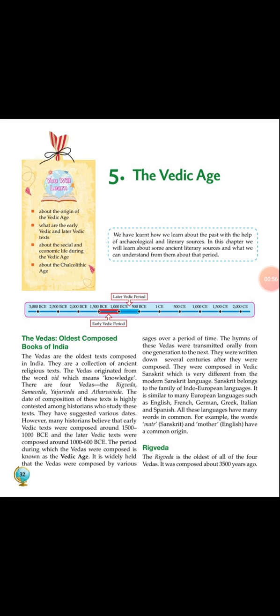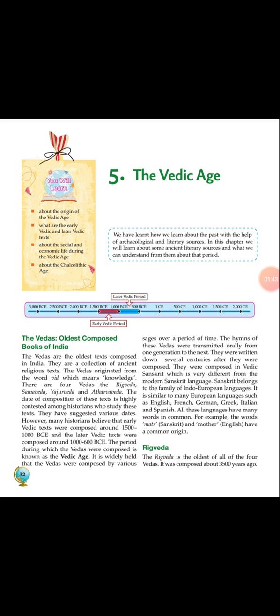By the end of this chapter, you will know that there are four Vedas: Rig Veda, Samveda, Yajurveda and Atharvaveda. Three of them were composed in the later Vedic age, and the first one, the Rig Veda, was composed during the early Vedic age. The Vedic society was primarily agricultural, and the social system was based on occupation. Lastly, the Chalcolithic culture referred to the rural, non-Harappan culture that appeared around 2000 BCE.